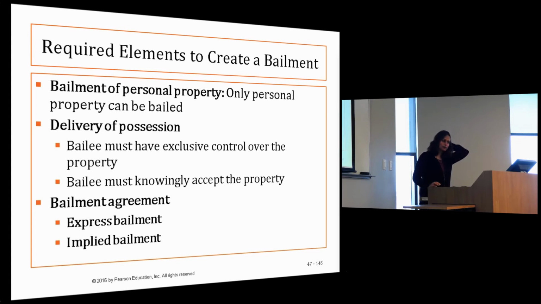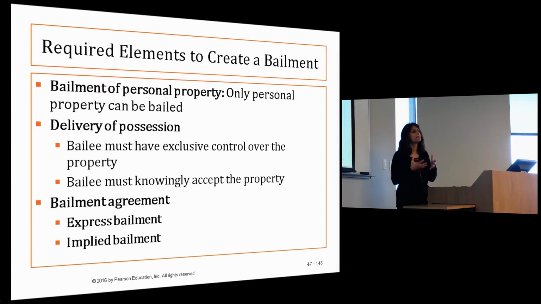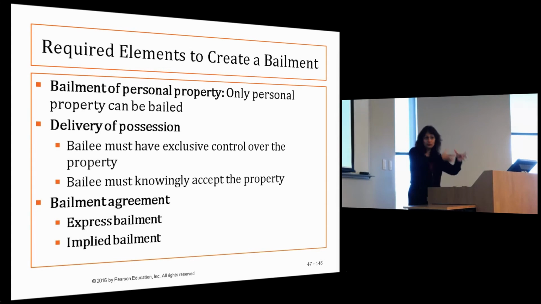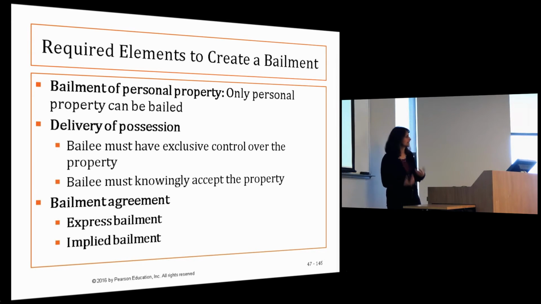Before we get into that, what are the required elements of a bailment? Well, for one thing, bailment is only for personal property. We're going to talk about real property in the next chapter. It is true that real property sometimes is transferred to another party without being sold. That's called a lease of real property. We have a whole chapter on that. It's not called legally a bailment. So a bailment can only be for personal property. And in order for a bailment to happen, you have to give the bailee possession. You have to literally give the personal property over to the bailee. So the bailee must have exclusive control of the property and must knowingly accept the property.